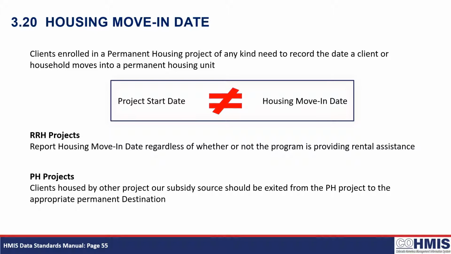The only other two caveats we'll cover today are for rapid rehousing projects, who are instructed to record housing move-in dates regardless of whether or not the rapid rehousing project actually is the one providing rental assistance to the client. For all other permanent housing projects, clients who receive pre-housing services by that project but who are ultimately housed by another project or subsidy source need to be exited from the permanent housing project using the appropriate permanent destination. So this can be tricky. If there are questions about housing move-in date and how to use this element, please reach out to your lead agency and we'll go over those things with you.